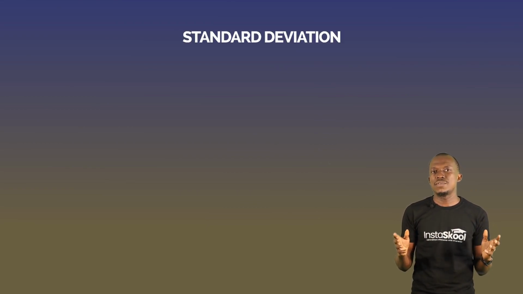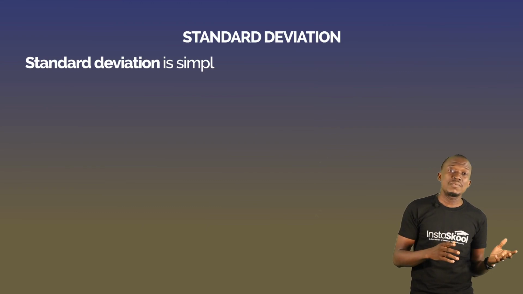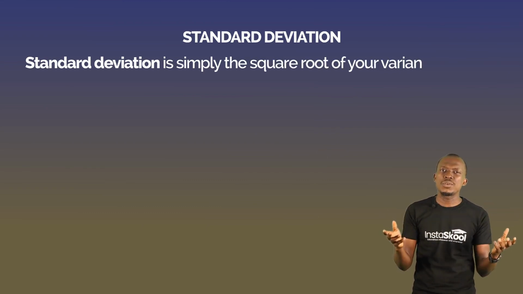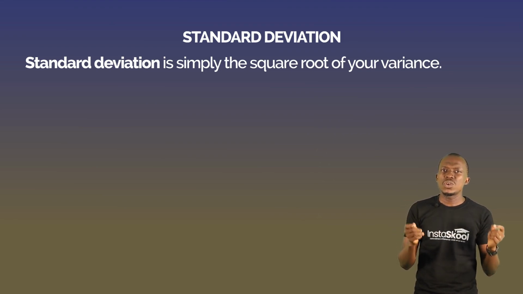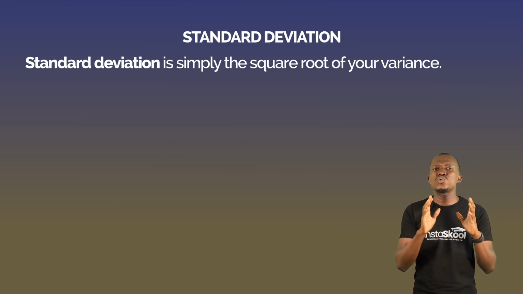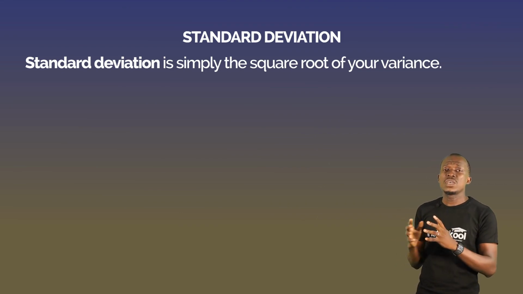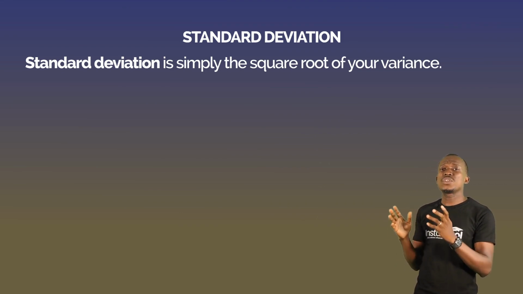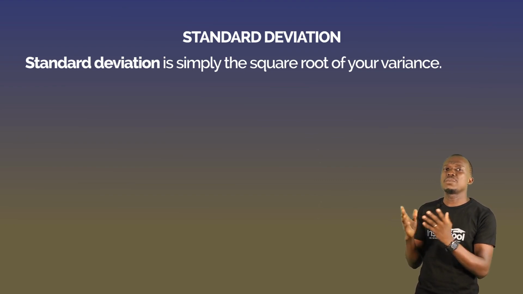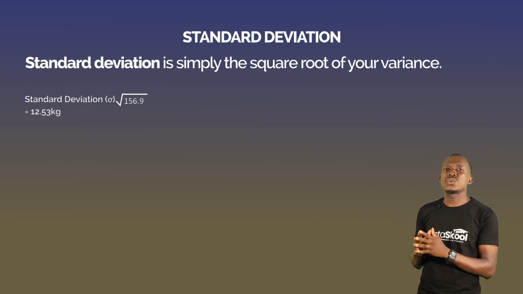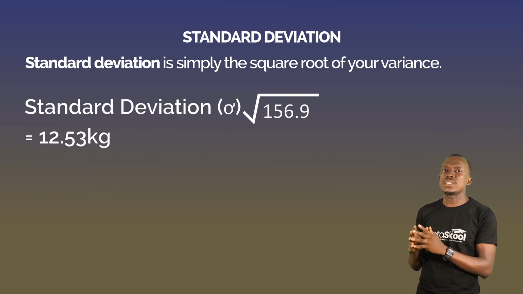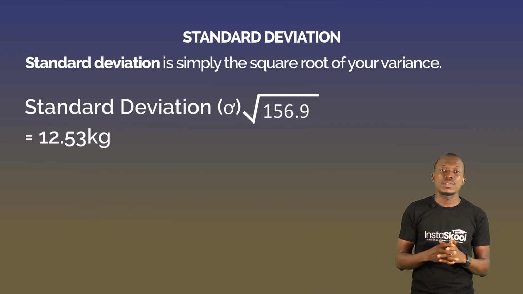Finally, we move on to standard deviation. Standard deviation is simply the square root of your variance. Simply put, the square root of your variance. So to solve our standard deviation using our example, we just look for the square root of 156.9. So try square root of 156.9, and that gives us 12.53 kg. Rather simple.